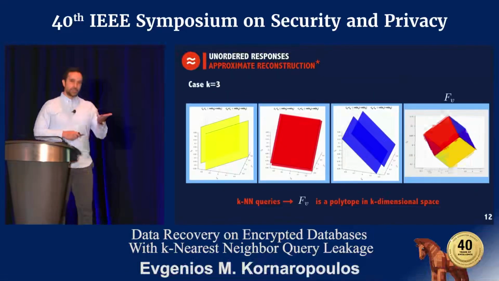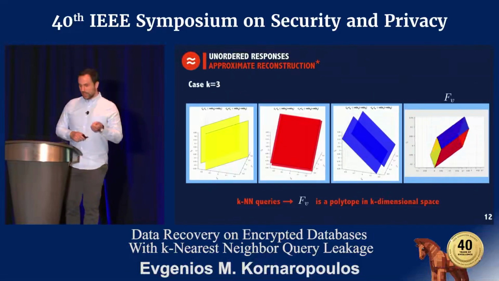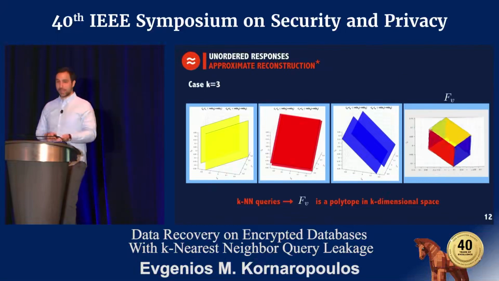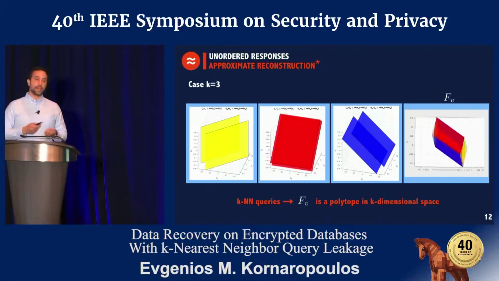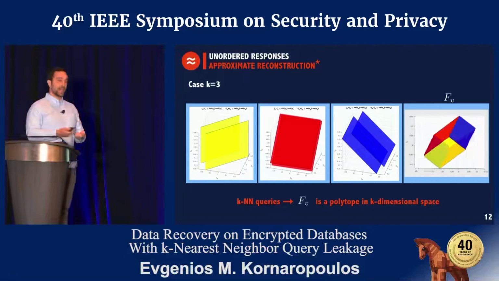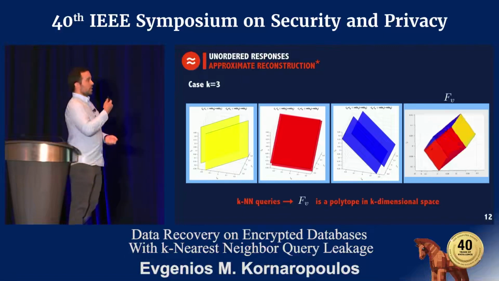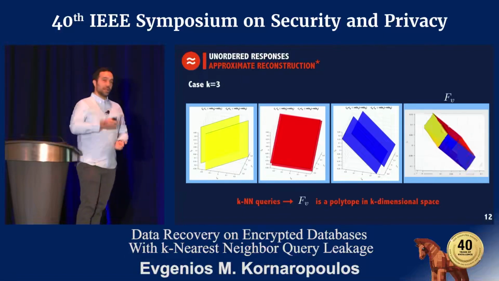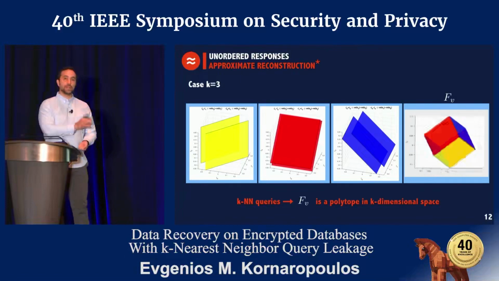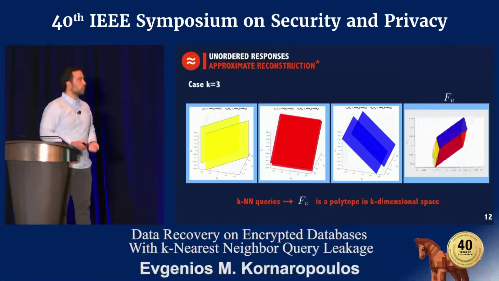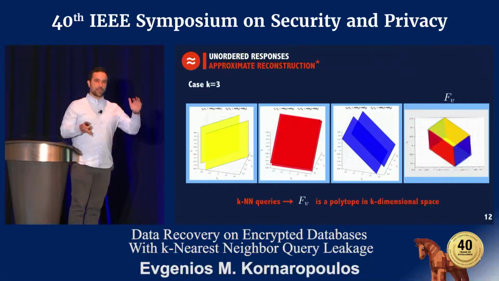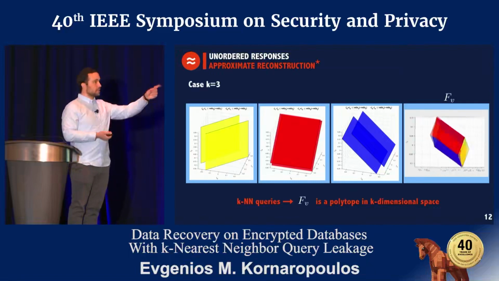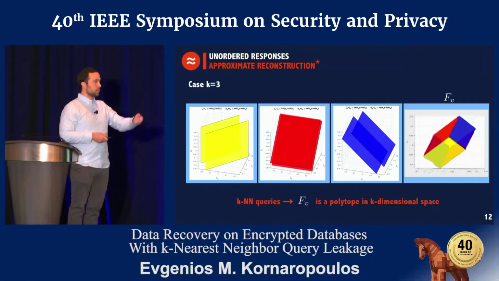Of course, this exposition is based on the premise that the client is issuing 2 nearest neighbor queries, but this idea can scale for higher values of k. For instance, if you focus on k equals 3, then its constraint is a half space in the 3-dimensional space. So now you want the intersection of half spaces, and the result is this polytope that you see to your right.